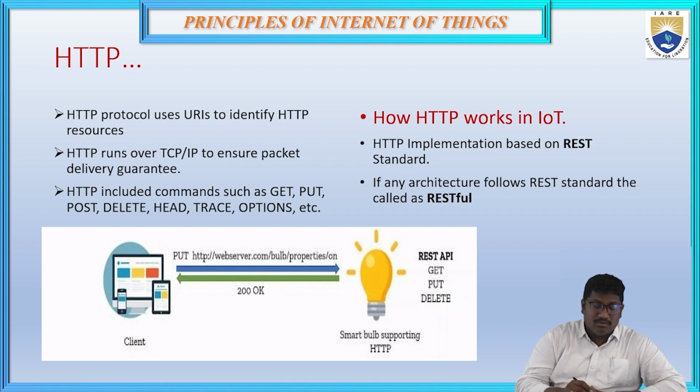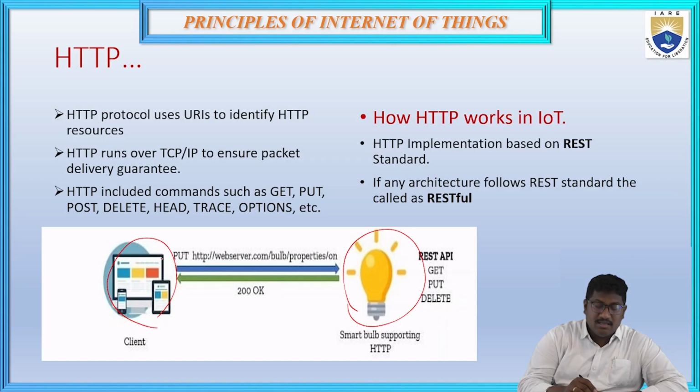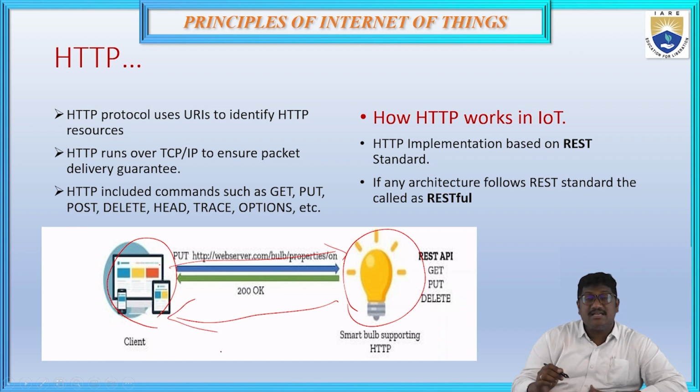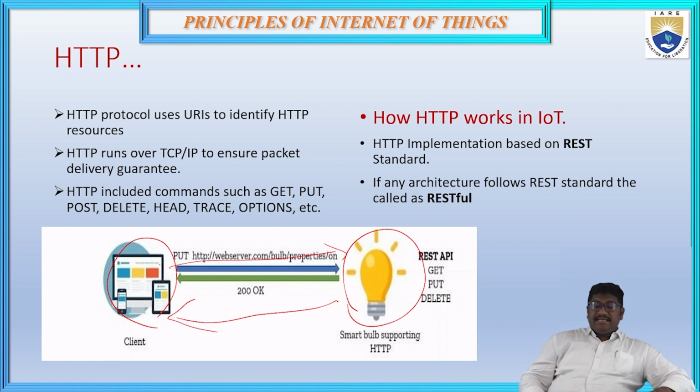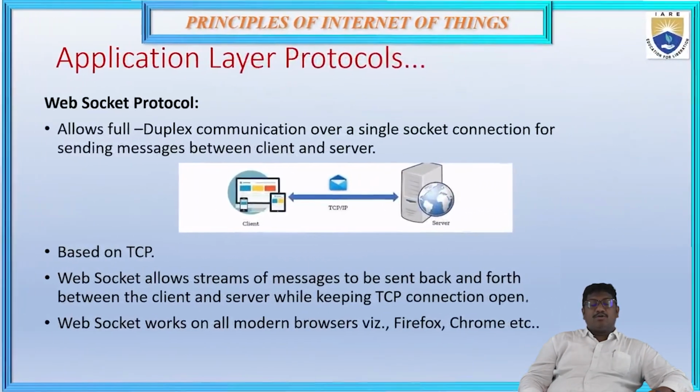Have a look. This is how. This is a user interface. This was the smart gadget which is placed. From the user interface, we are sending a request to this smart bulb, and this smart bulb is asking for some information. Like this, the things are going to be maintained. And see here how this HTTP works in our IoT by using the REST standard, as well as the architecture that is going to be used here. With the help of this, the things are going to be done.